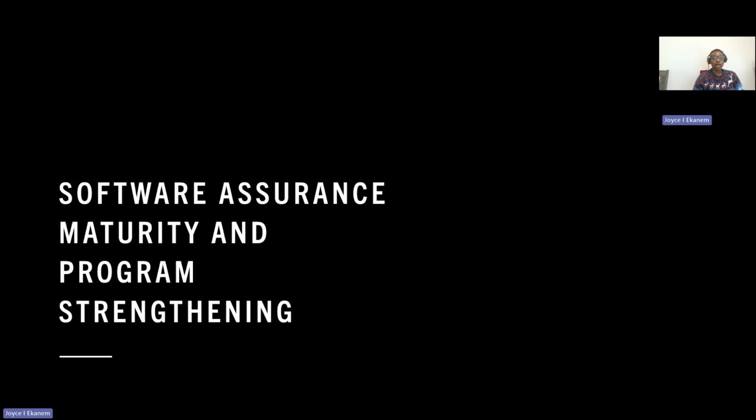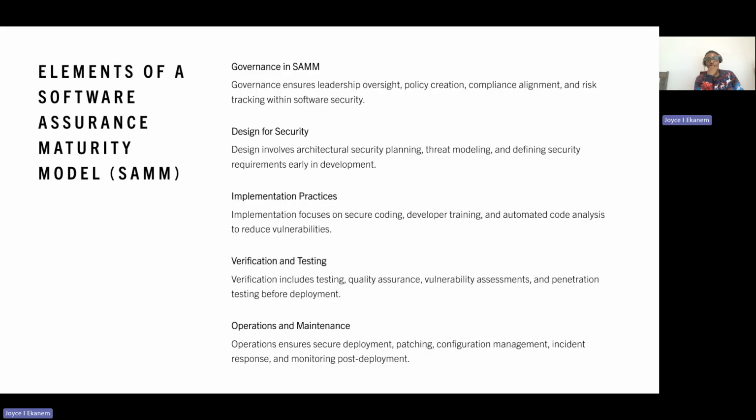Elements of a software assurance maturity model. A software assurance maturity model provides a structured methodology for evaluating and enhancing software security practices across the full development lifecycle. SAMM typically consists of 5 major domains: governance, design, implementation, verification, and operations. Governance encompasses leadership oversight, policy creation, compliance alignment, and risk tracking.